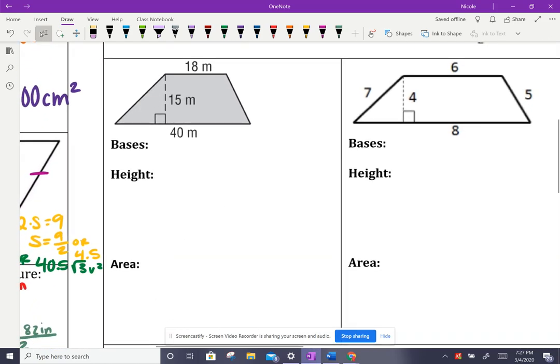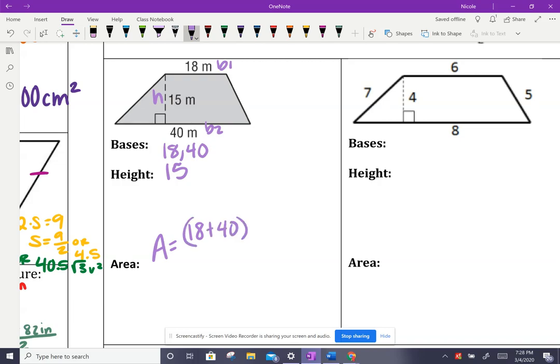All right, looking at our first example here, I'm going to identify my bases. I'm going to call the top one base 1, the bottom one base 2. So I have 18 and 40 as my bases. My height is 15. And so for area, I'm going to take base 1, 18, plus base 2, 40, parentheses, times my height 15 over 2.